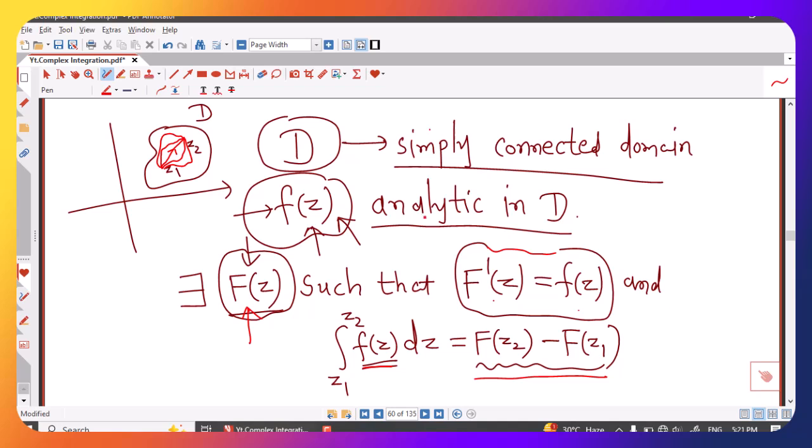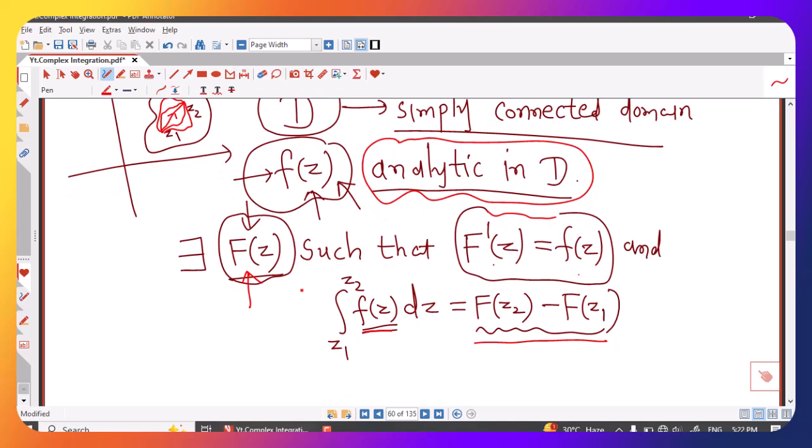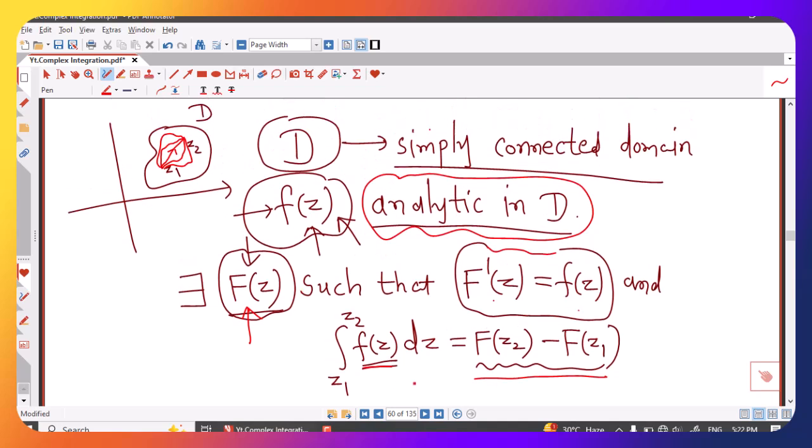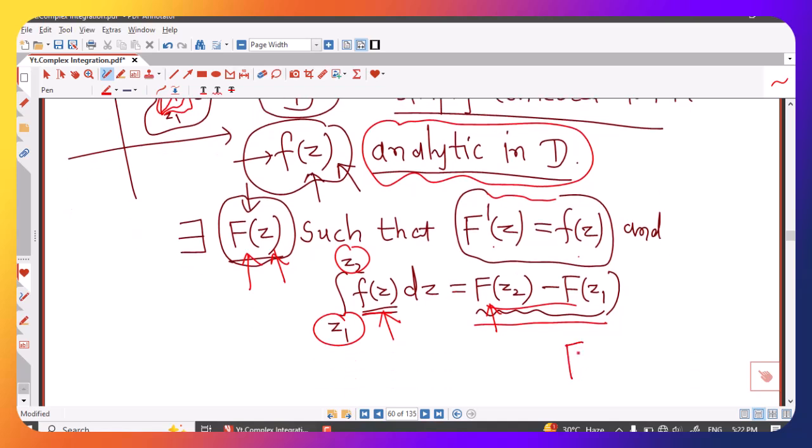And whenever we have an analytic function in a simply connected domain, then we don't have to apply that earlier method. We can directly find the value of the integral of f(z) simply by finding the value of this capital F(z) at the end points of the integral and then taking their difference. So this is similar to the fundamental theorem of calculus, and we can consider this as the fundamental theorem of complex analysis also. Here we require that our function is analytic.